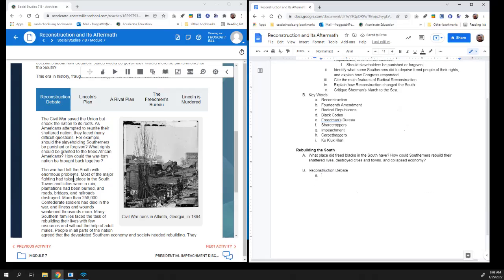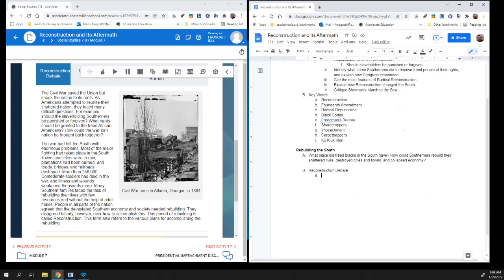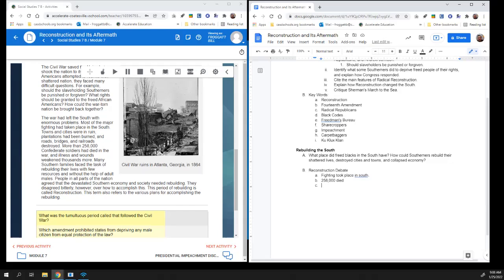Okay, the war had left the South with enormous problems. Most of the major fighting had taken place in the South. Bridges, railroads destroyed. More than 258,000 soldiers had died. Okay, that's a big number, right? People in all parts of the nation agreed that the devastated Southern economy and society needed rebuilding. They disagreed bitterly, however, over how to accomplish this. This period, okay, so this is the key.